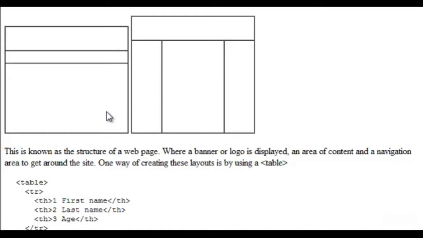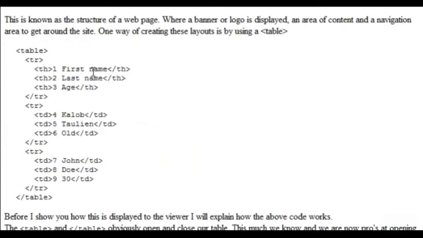One way of creating a layout is by using a table. Here's some example code of a table. We open it, we close it, TR, which is a table row, and we have to create a table row in order to put cells into it. We have TH, which is a table header, and TH will always center your text and bold it. This is for displaying columns of text, and you want the header of it to be much more eye-grabbing than the rest of it, so that people know exactly what they're looking at.